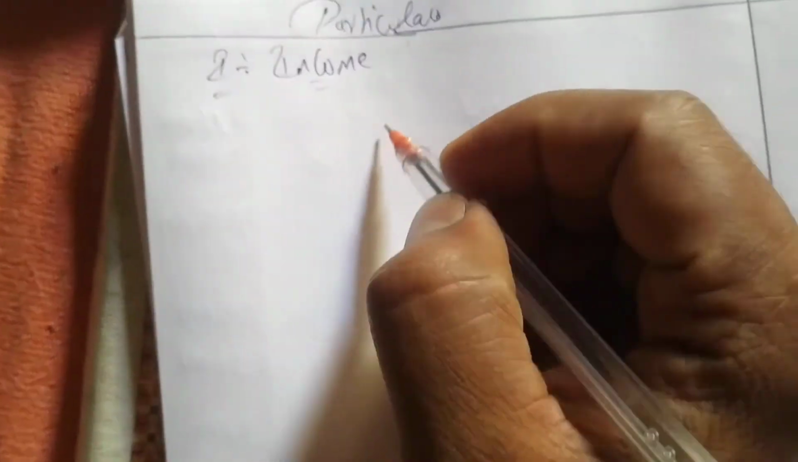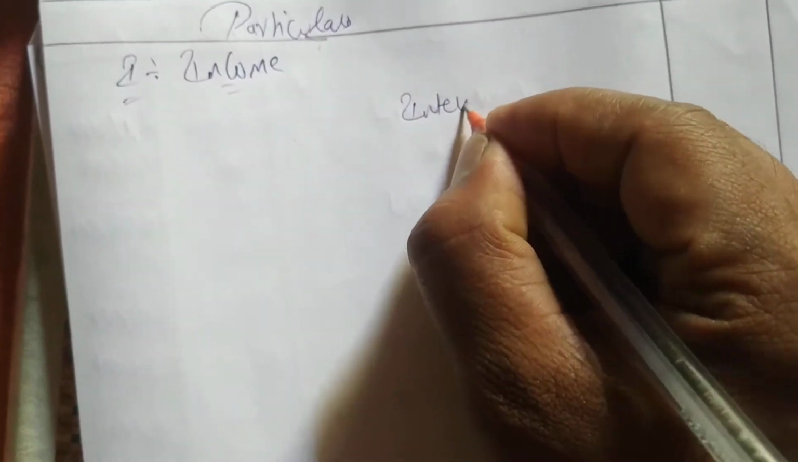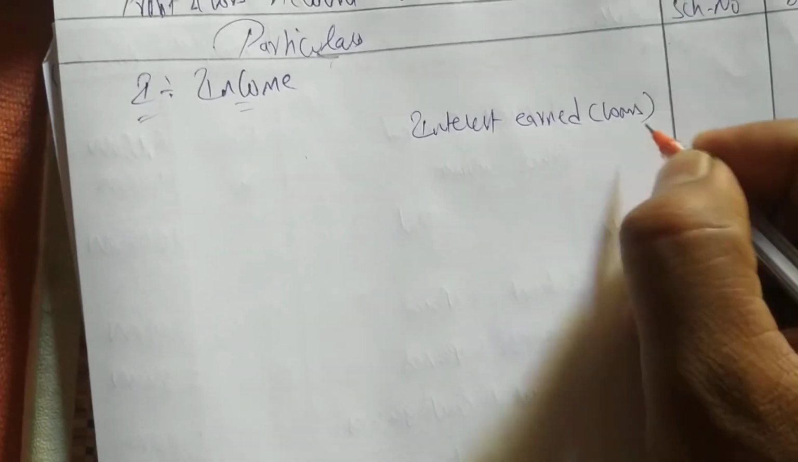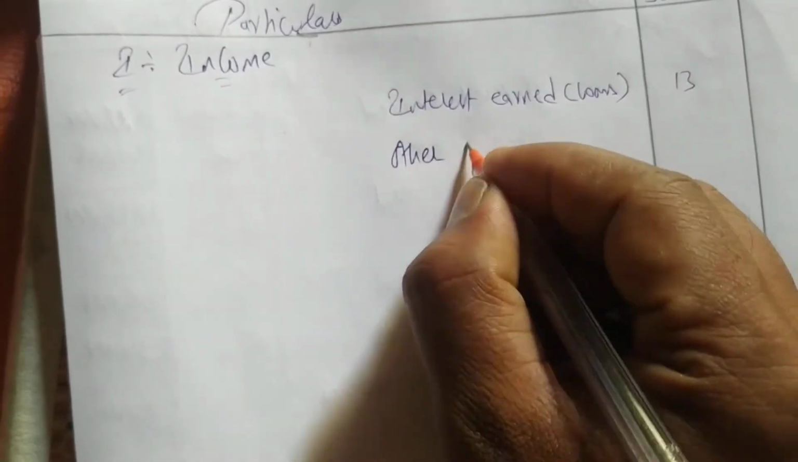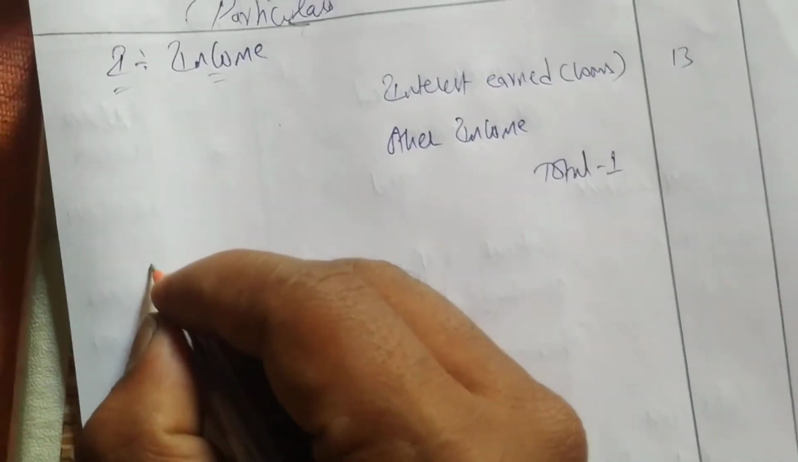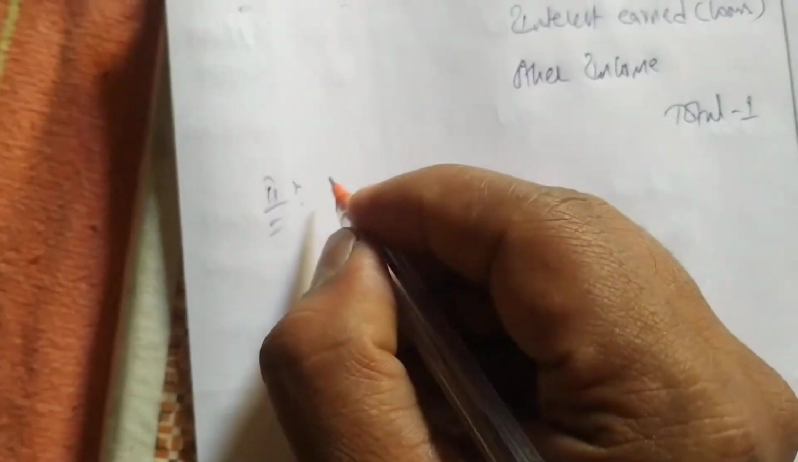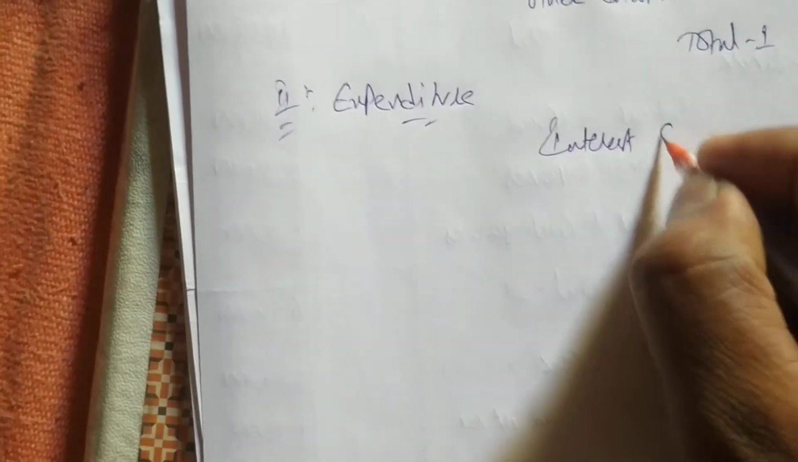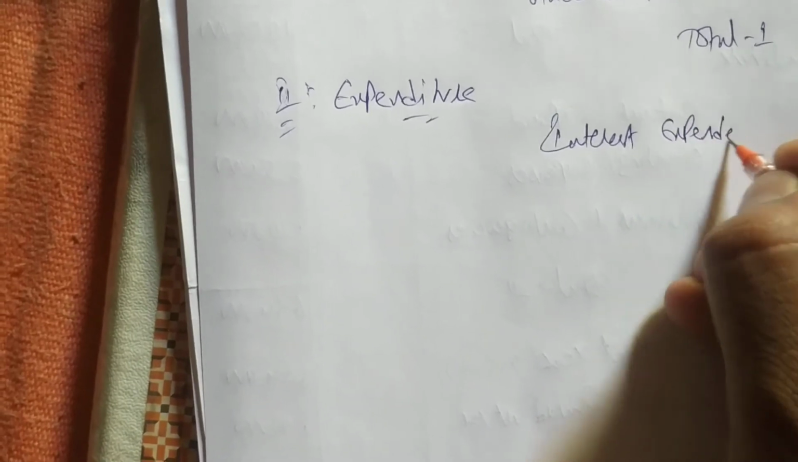Okay, so first we'll write the format. I have prepared the format, so we'll write under this. First we'll write interest earned. I am writing here loans. Interest earned means loans. On loans they are earning interest. Then we'll write other income. Then we'll write total here. This is total 1. Then we'll write Roman number 2. We'll write expenditure. Under this we write interest expended. Interest expended means on deposits the bank has to pay interest.